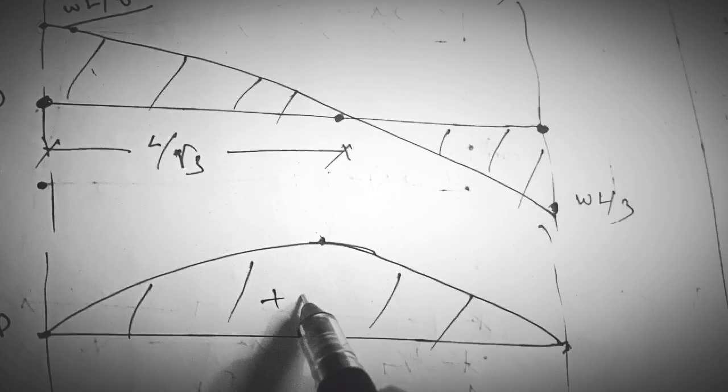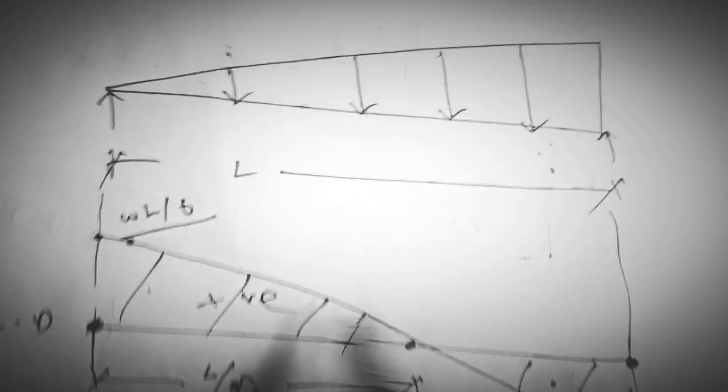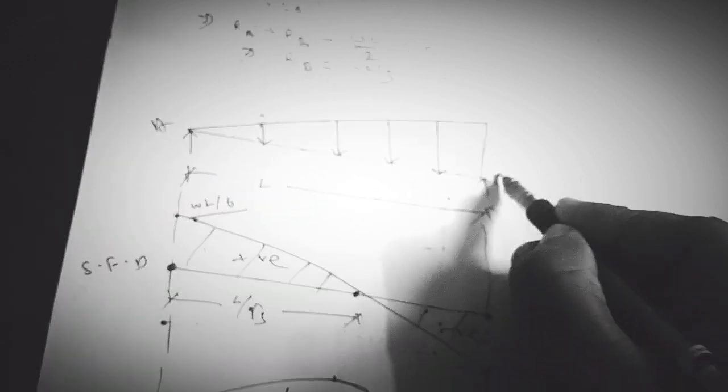So this is the bending moment, it will be positive. The shear force is positive and it is negative. So you can see this is the shear force diagram and this is the bending moment diagram for a simply supported beam subjected to varying load. The varying load is varying from 0 to W per unit length from end A to end B.